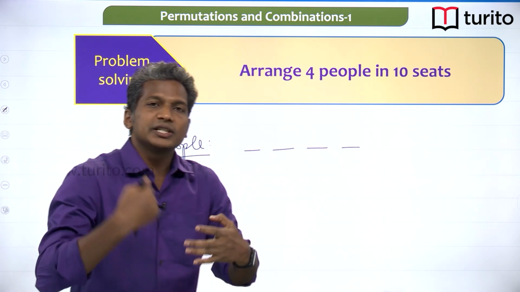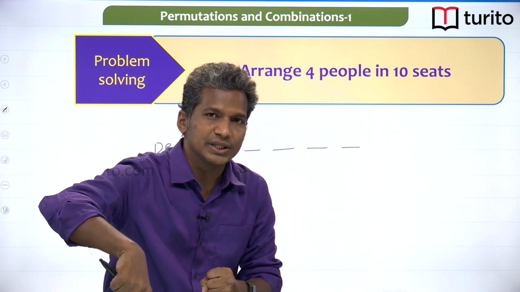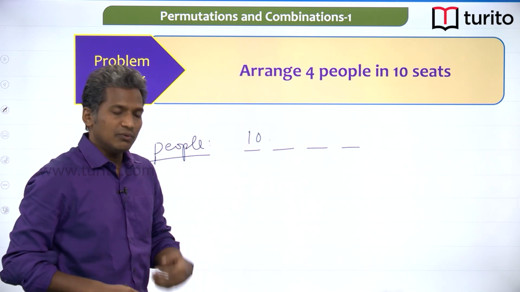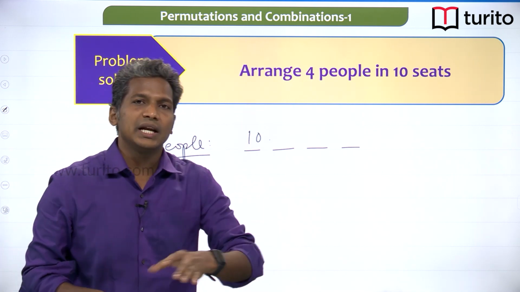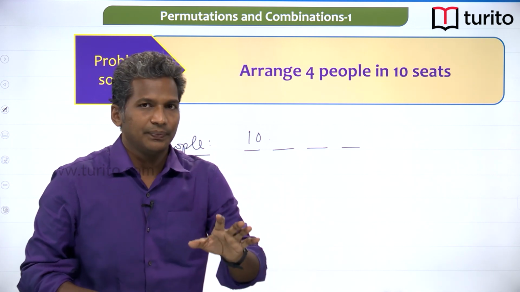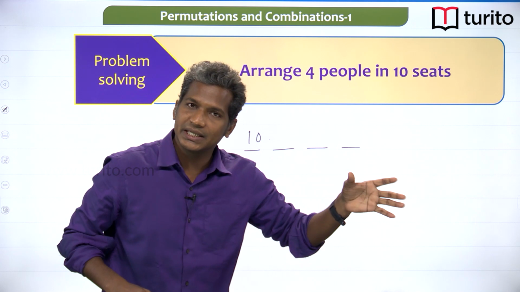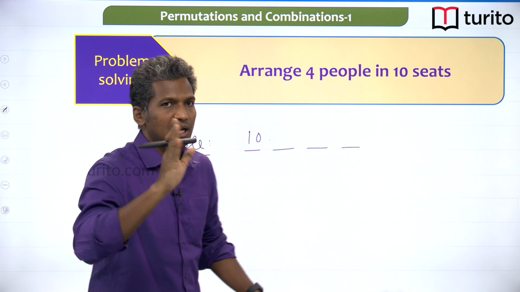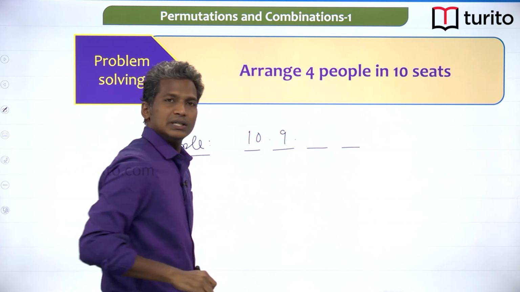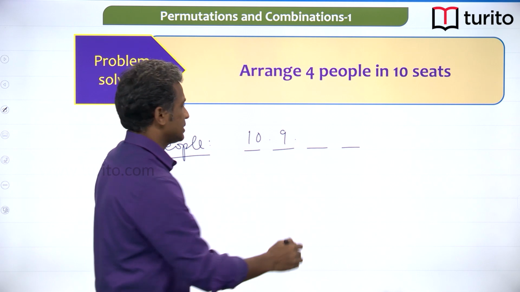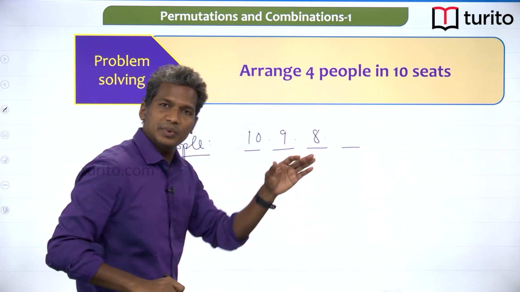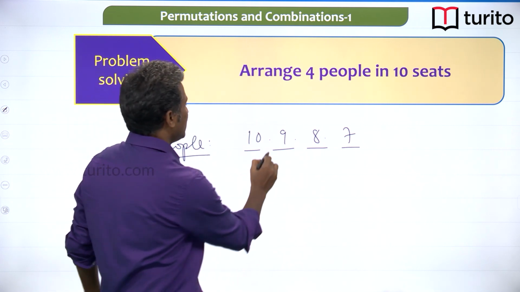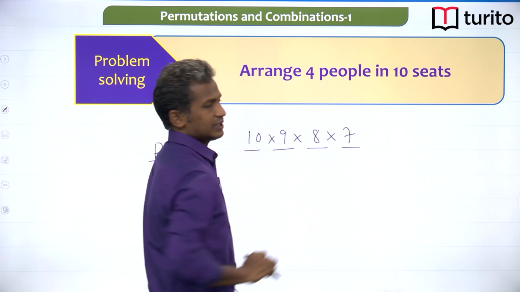Now, when first person is thinking, he has 10 options. Okay. So, first person has 10 options. Now, that means first person will select any one seat and he will sit there. Now, how many seats are remaining? 9 seats are remaining. So, when the second person goes, second person has how many options? 9 options. Okay. Similarly, third person has how many options? 8 options. Now, fourth person has 7 options. Okay. So, the answer is going to be 10 into 9 into 8 into 7.